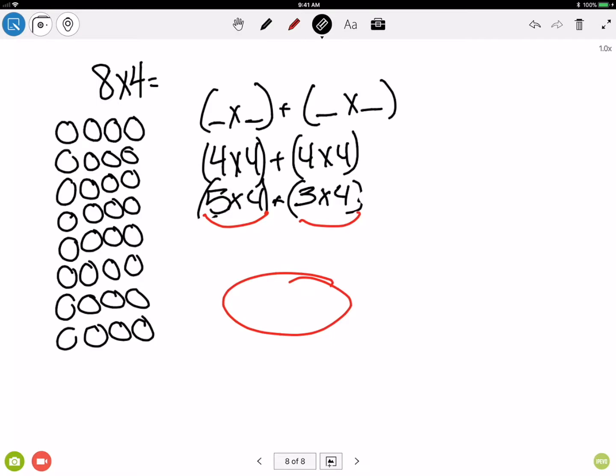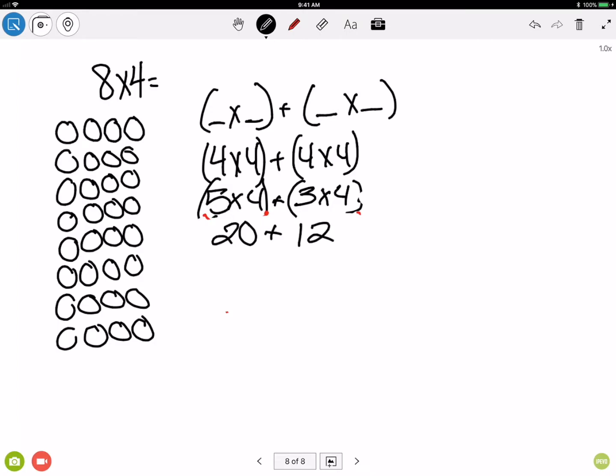Okay, so let's talk about the answer. I'm going to use the 5 times 4 and the 3 times 4. So 5 times 4 is 20, plus 3 times 4 is 12. So 20 plus 12 is 32. 8 times 4 is equal to 32.